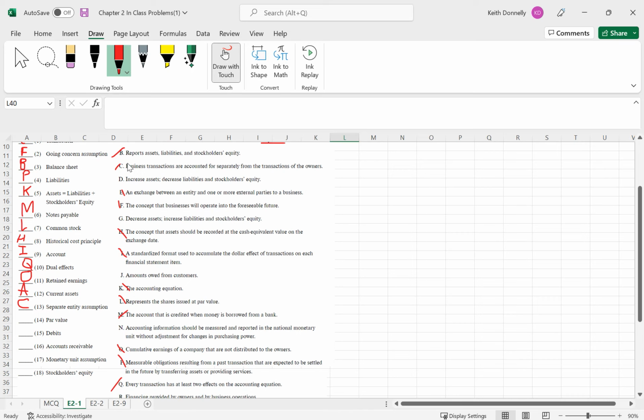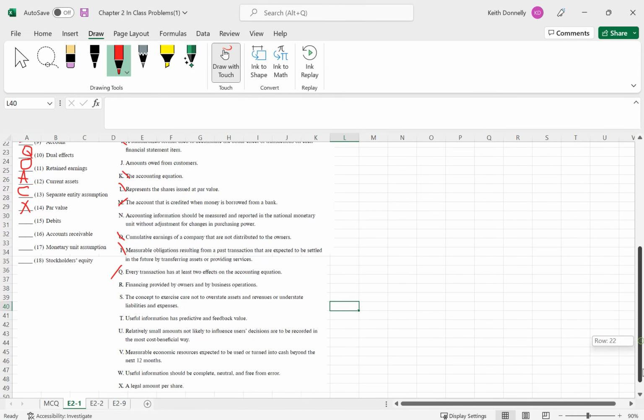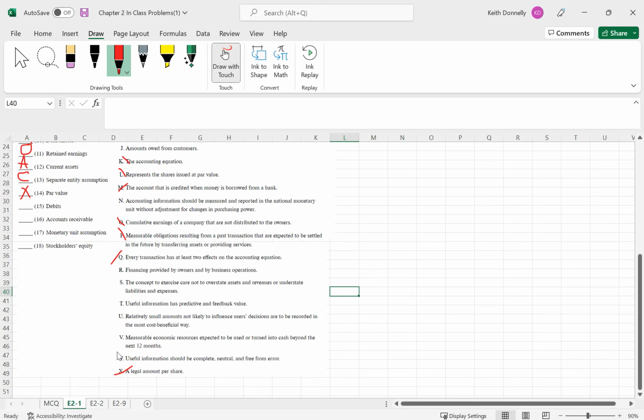We're not going to do a journal entry for it. 14, par value. This one's going to be X. If we look at X, a legal amount per share. It's that de minimis value. You have to have it because the law states you do. It's like a minimum value.